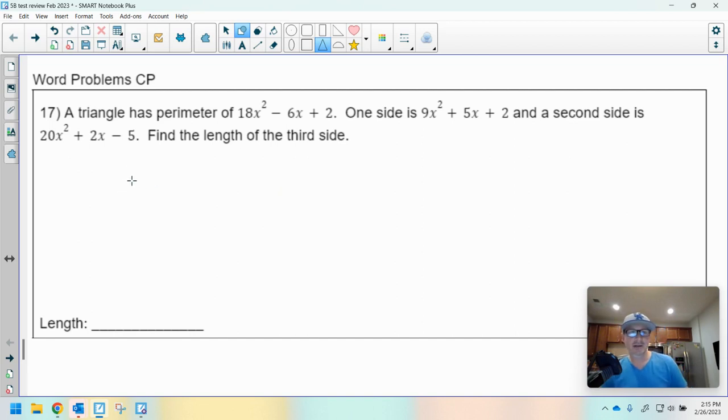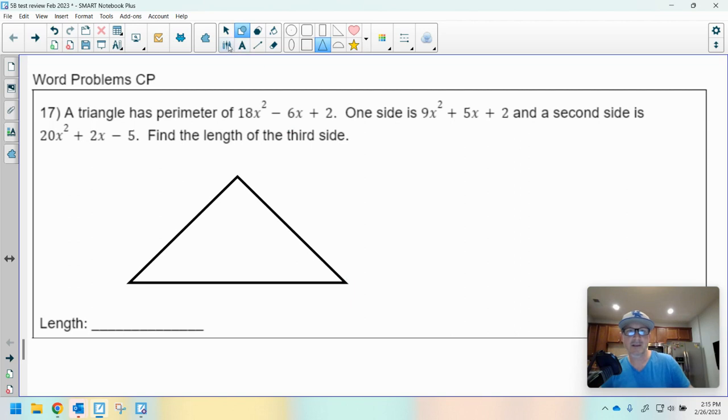All right, we got a triangle. It says a triangle, so the first thing we do before even thinking about anything else is we're going to draw a nice, beautiful triangle. Talks about the perimeter. Now, if we think back what perimeter is, I do know that perimeter means if you add up all the sides, that's going to give you the perimeter.